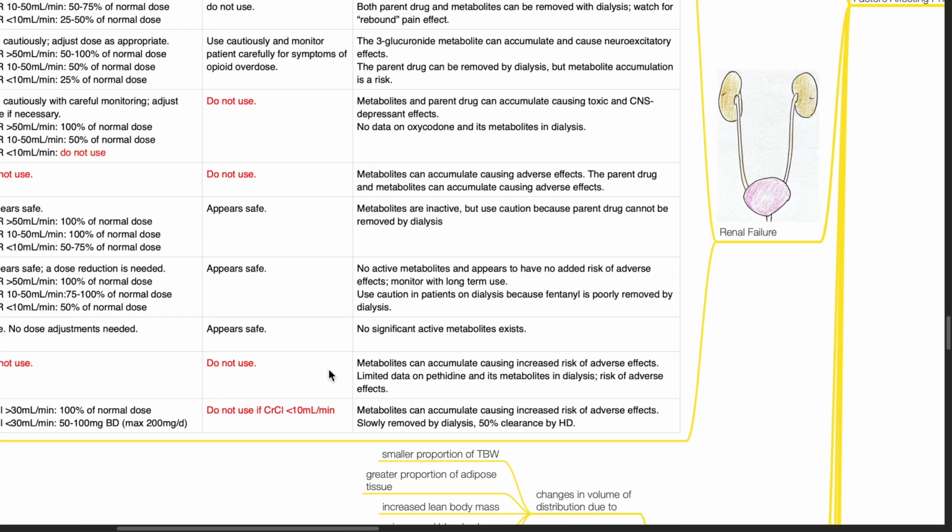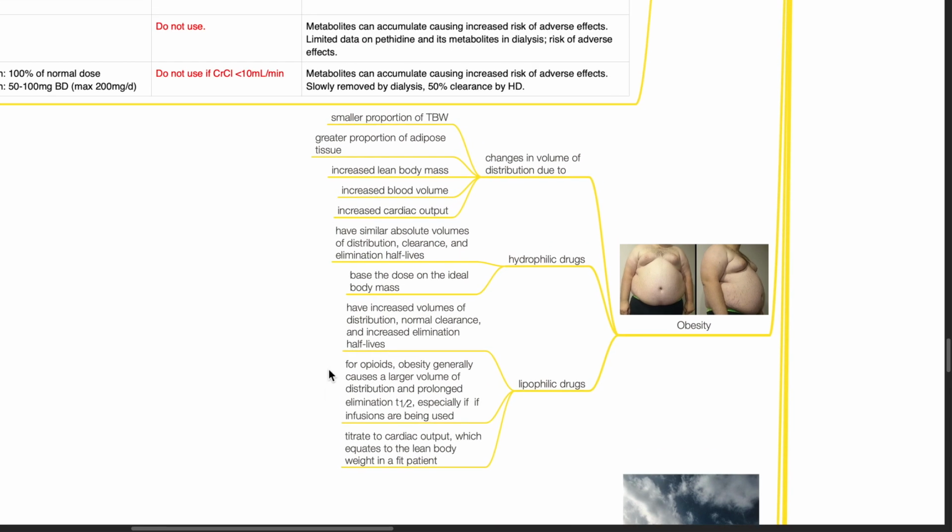Obesity. Changes in volume of distribution occur due to a smaller proportion of total body water, greater proportion of adipose tissue, increased lean body mass, increased blood volume, and increased cardiac output. For hydrophilic drugs, these drugs have similar absolute volumes of distribution, clearance, and elimination half-lives. Base the dose on ideal body mass.